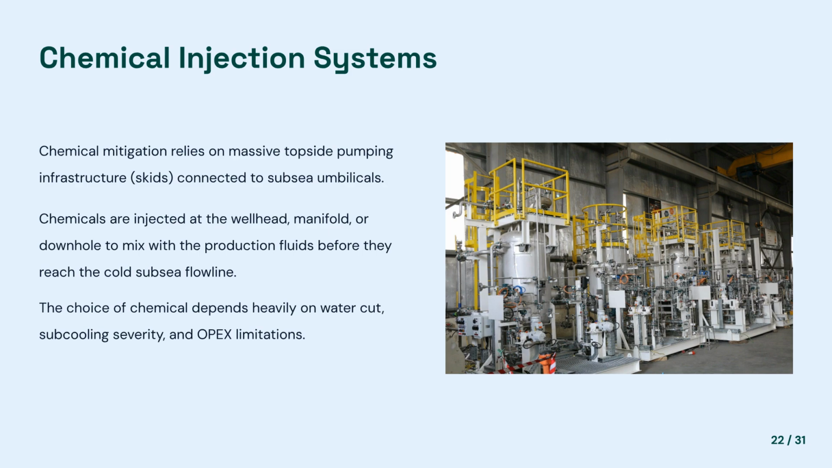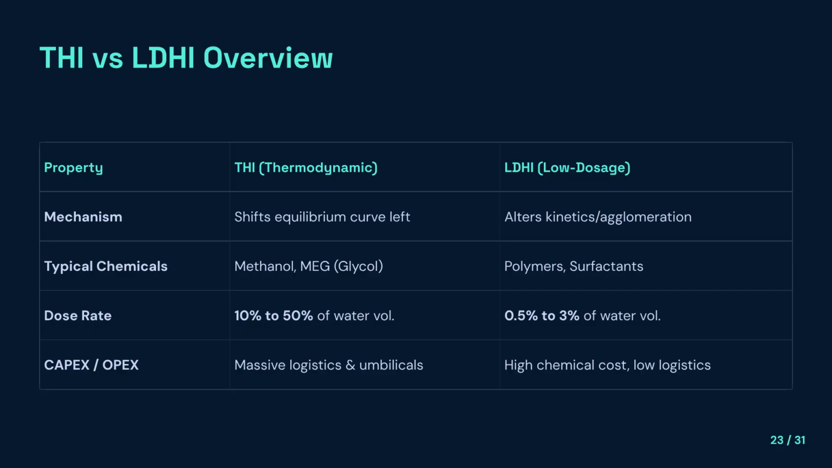We now move to section IV, focusing on hydrate mitigation strategies and the use of chemical inhibitors. Chemical mitigation requires significant infrastructure, including topside pumping skids and subsea umbilicals. Chemicals are injected at the wellhead or downhole to treat fluids before they enter cold flow lines. The choice between thermodynamic inhibitors and low-dosage hydrate inhibitors depends on the specific operational requirements and cost-benefit analysis of the project.